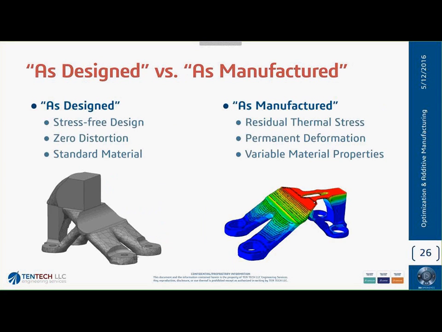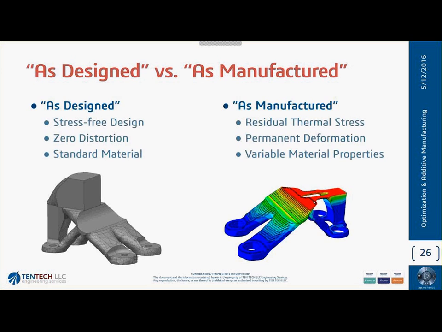Now, as I mentioned before, we have some unknowns, or some constraints with additive manufacturing that are well understood with CNC, for instance. There's a gap between as designed and as manufactured. And this comes from the fact that it's a 3D printed part, so there's a thermal process going on. So we're going to have residual stresses. We're going to have permanent deformation. And on top of it, the materials have variable properties based on where we start from, based on what's the temperature of the process that we started from.